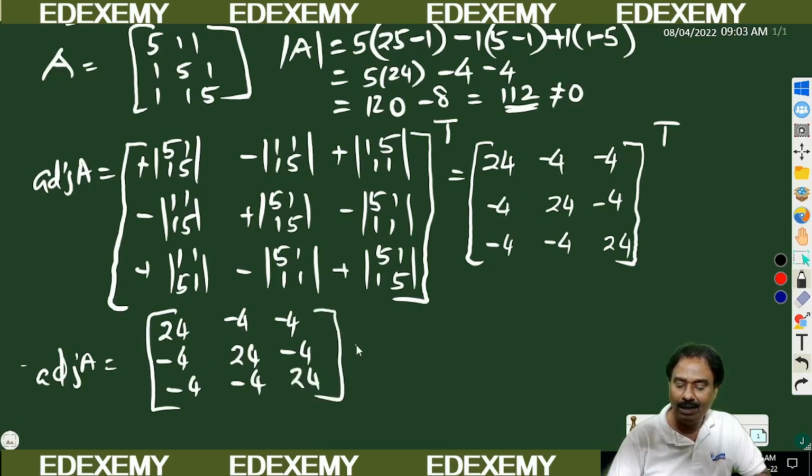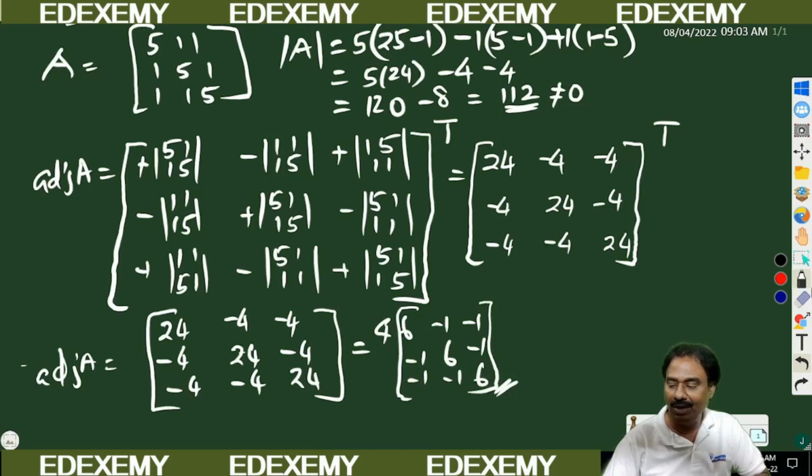Now this is the adjoint of A. Here if you notice, 4 is common in all these numbers. Take that 4 outside. If we take 4 outside, 24 will become 6. 6 into 4 is 24. Minus 4 will become minus 1. Minus 1 into 4 is minus 4. Similarly, you write for all the other numbers. Minus 4 minus 1, minus 4 minus 1. 24 will become 6. So, this is the adjoint of A.